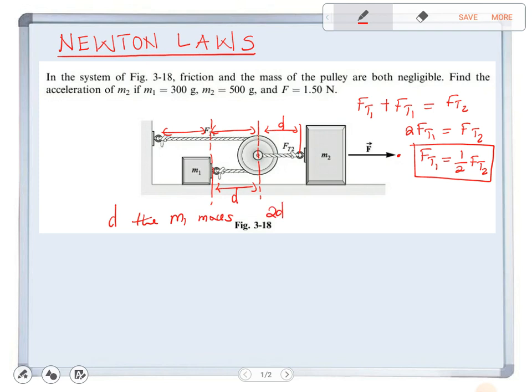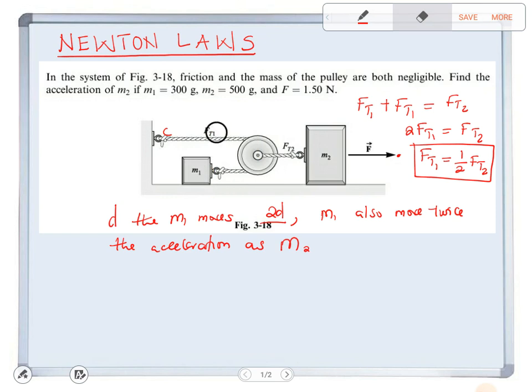Why am I saying it moves 2d? Because for every single movement of the pulley, this small mass will move twice the distance. I'm sure you can see. It will move twice what? Twice the distance. If that's the case, that means M1 also moves with twice the acceleration as M2, because of what we have established there.